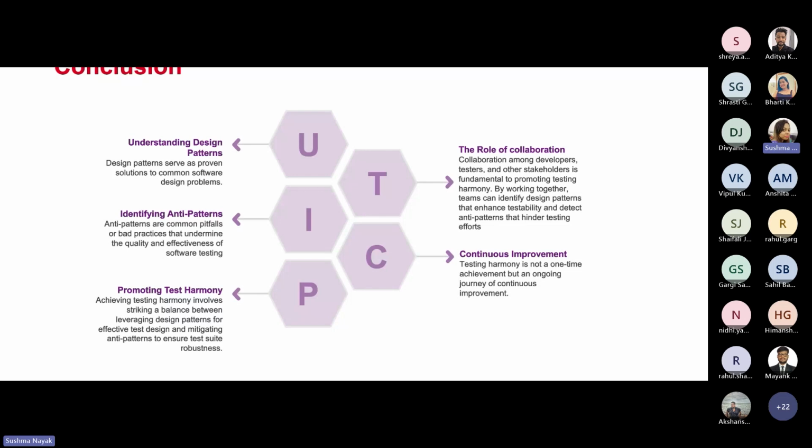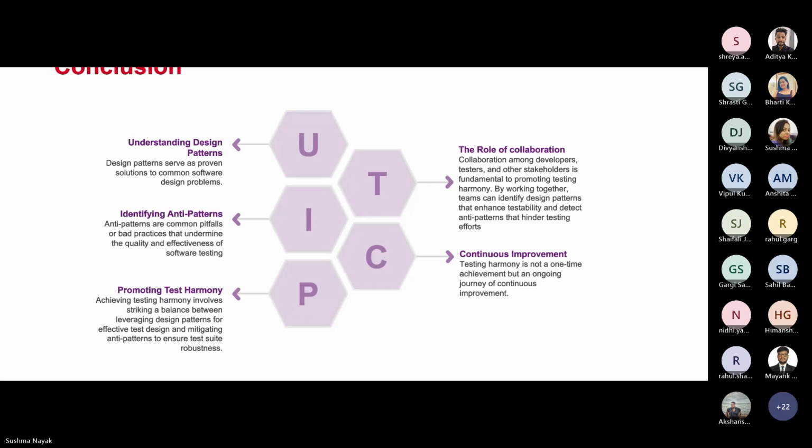And then we have the role of collaboration. Developers, testers, and other stakeholders should collaborate with each other to promote testing harmony. It is also very important to have open communication and shared ownership of testing responsibilities. These are the key for testing harmony. And then the final one is continuous improvement. Once everything has been done, continuous improvement should also be taken care of. Testing harmony is not a one-time thing, it should be continuous improvement.